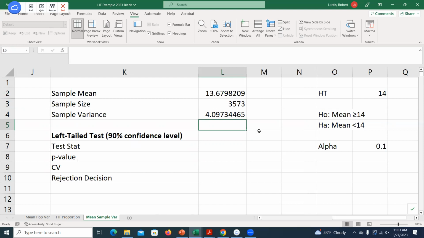What else is that going to change? Well, it's no longer a Z value. It's now going to be a T value. And I have to use the student T distribution. So let's work through one of these.